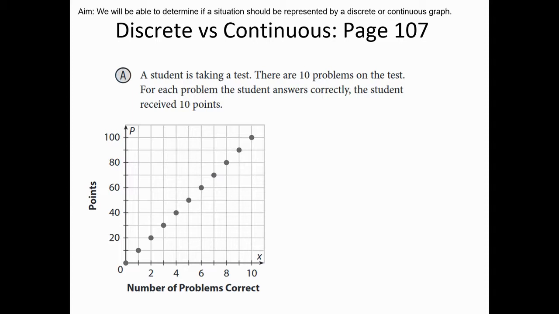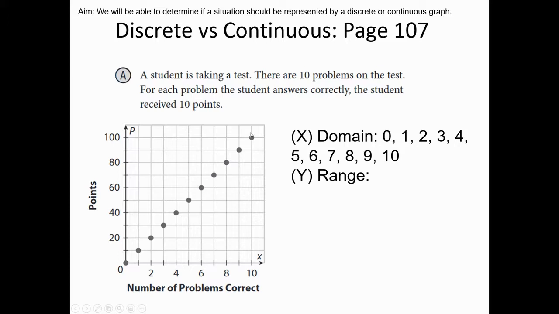Now, if I wanted to figure out what the range and domain were, if you don't know what those are, they're the x and y values right here. The x values, I could list them out, right? I start at 0, and then 1, and then 2, and then 3, 4, 5, 6, 7, 8, 9, 10. Not because the numbers are down here, but because the points are 0, 1, 2, 3, 4, 5, and so on.